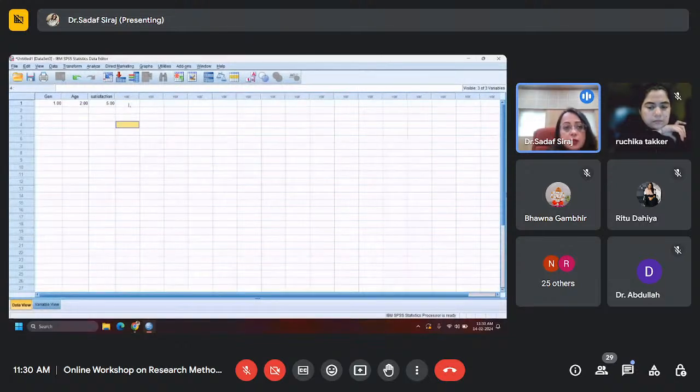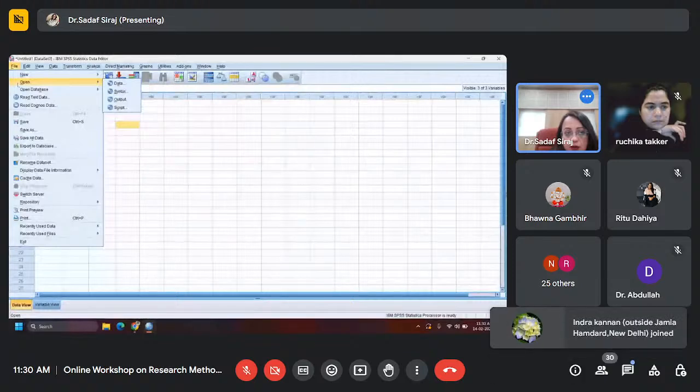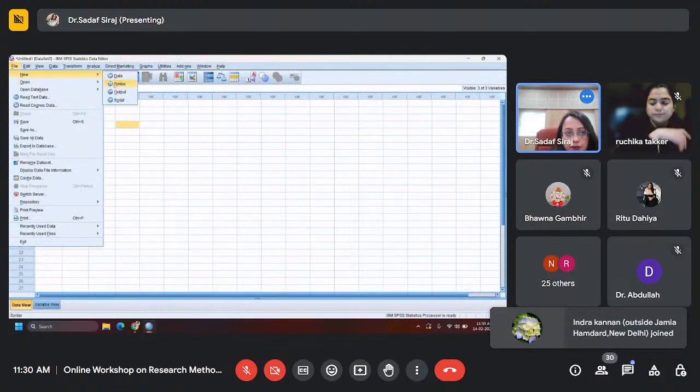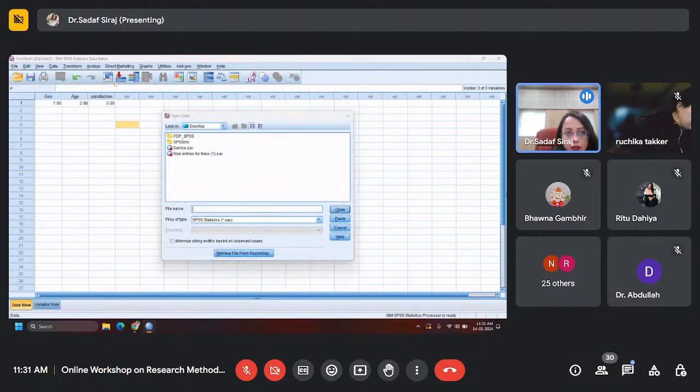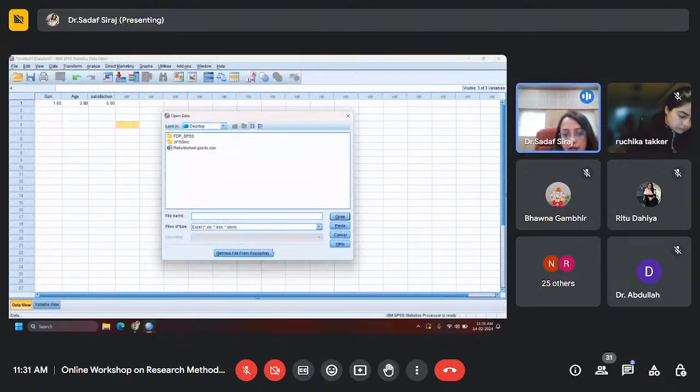In case there is an Excel sheet, what we do is go to File. In File, you'll find one tab of Open. In Open, go to Data. When you click on data, they'll ask which kind of file you want to import. Now I said that I've got an Excel file, right? So I'll click on Excel.